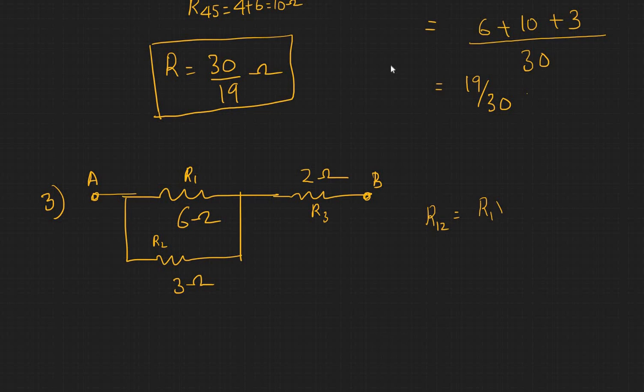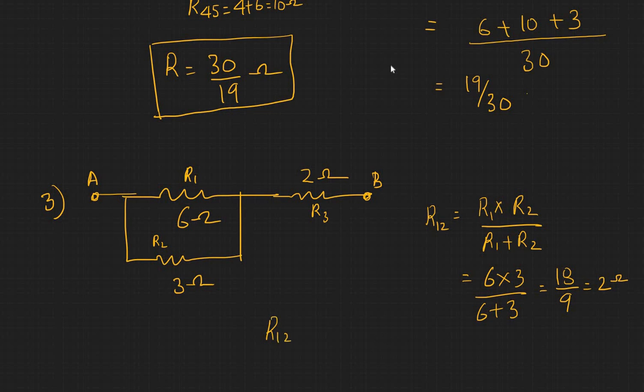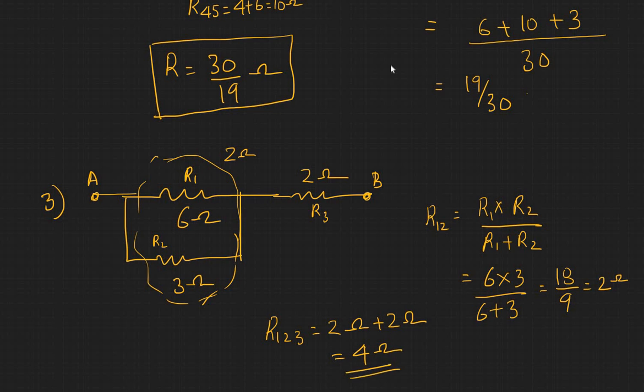So first you label your resistance, and here we will try to use a shortcut. You have R1 and R2 in parallel, so that's R1 into R2 by R1 plus R2, that is 6 into 3 by 6 plus 3, 18 by 9, that's 2 ohms. So your R123 would be equal to 2. So this has resolved to 2 ohms. So now adding this and this, your R123 would be 2 ohm plus 2 ohm, that's equal to 4 ohms. So that's how you do these problems.